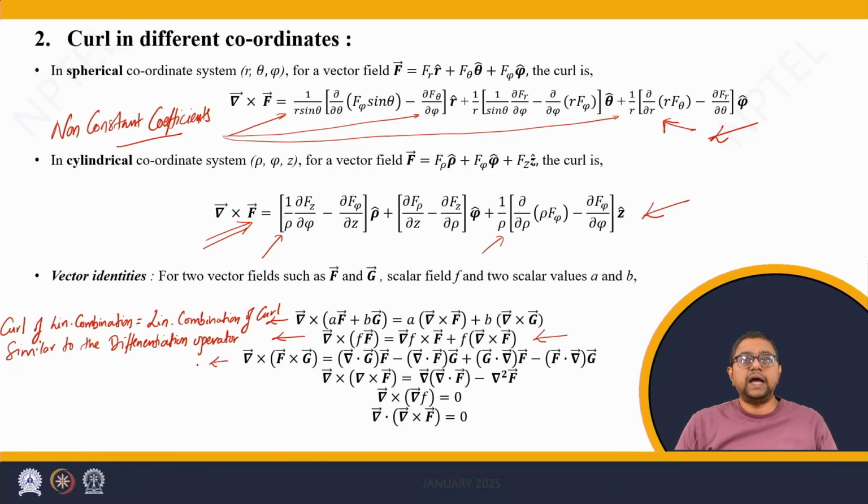The next vector identity is the curl of F cross G, which is the curl of the cross product of two vector fields. It equals four terms. These four terms can be categorized into two classifications. First, involving divergence quantities, the second involving gradient quantities.